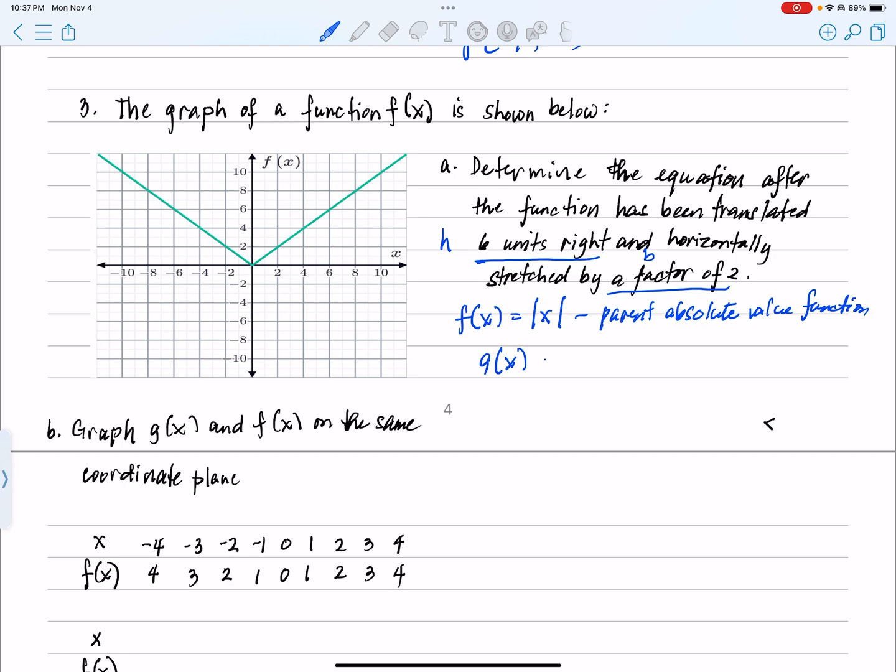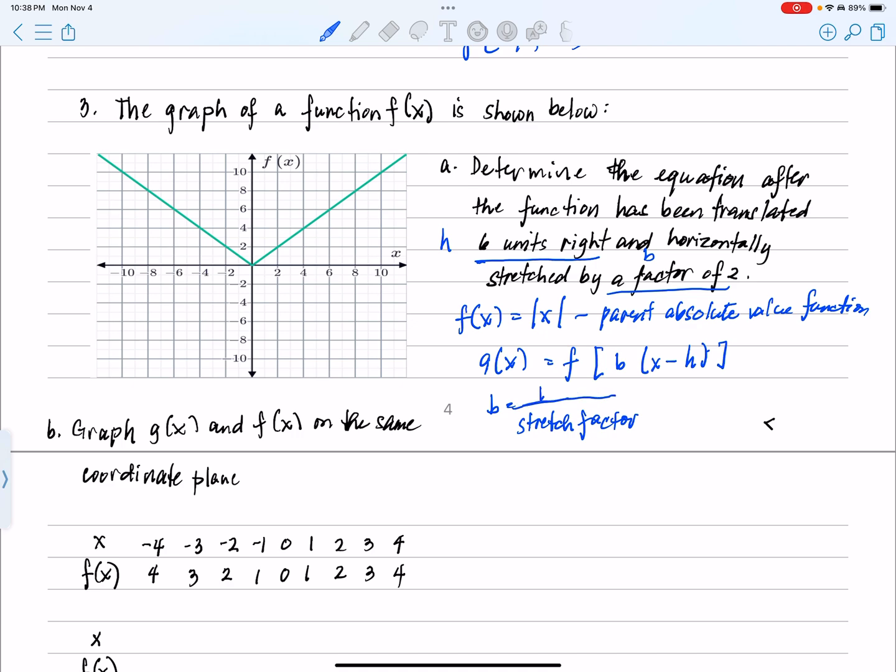So the parent function becomes the absolute value of b times x minus h. For that, remember that b is related to the stretch factor. For horizontal stretches, b is 1 over the stretch factor, as mentioned above.